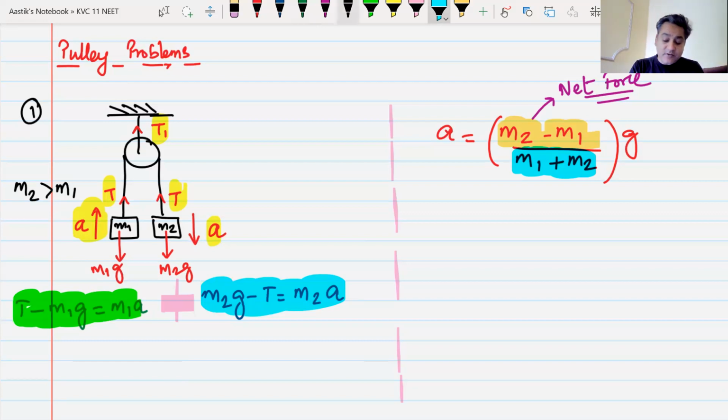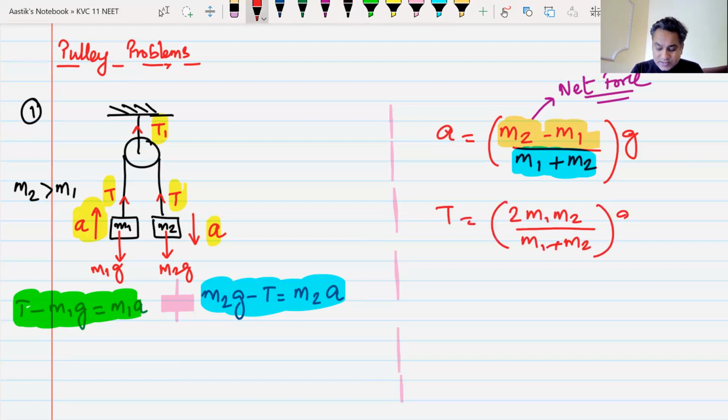Now, once you get the value of A, you can put it in equation number 1 or equation number 2 and you will get the value of T. If you can remember it straight away, it is 2 times M1 M2 divided by M1 plus M2, multiplied by G. I think you can even remember this. If you can remember this, it's good. If you can't, you know how to find it out. You will just take 1 more minute extra. You can find out the value of T.